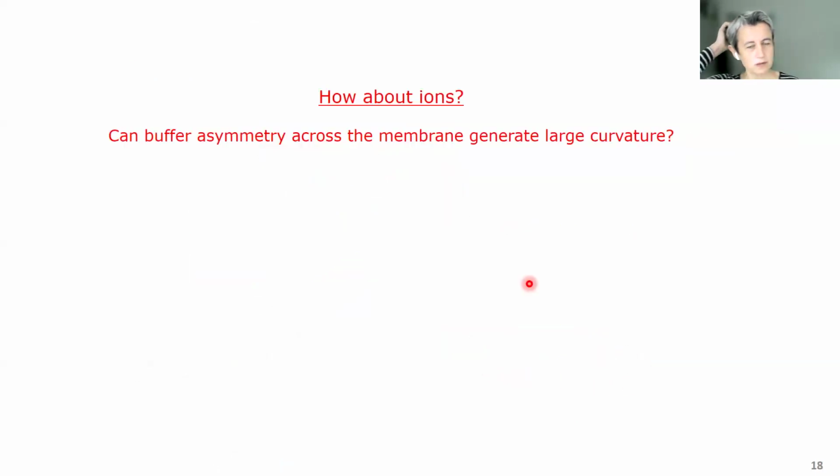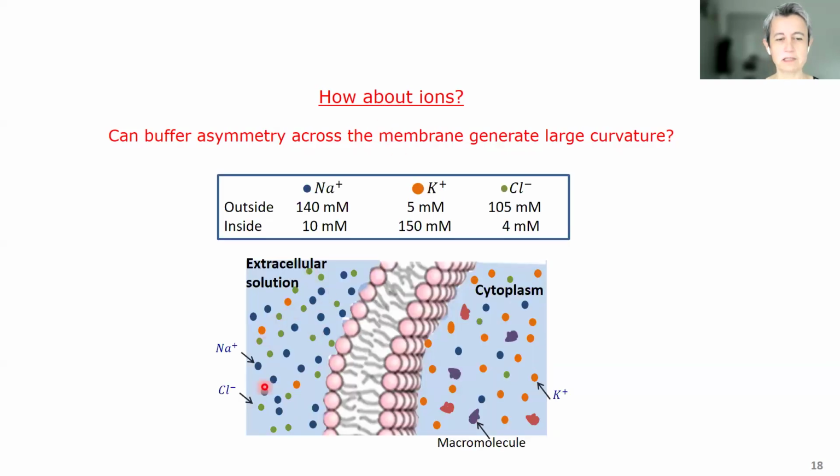Now, we were then wondering, okay, so asymmetric adsorption of molecules can drive curvature. How about ions? And this is motivated by the asymmetry across the plasma membrane. Outside, you have a lot of sodium and chlorine ions. Inside, you have potassium ions, but no chlorine ions, and the electron neutrality is balanced with macromolecules.